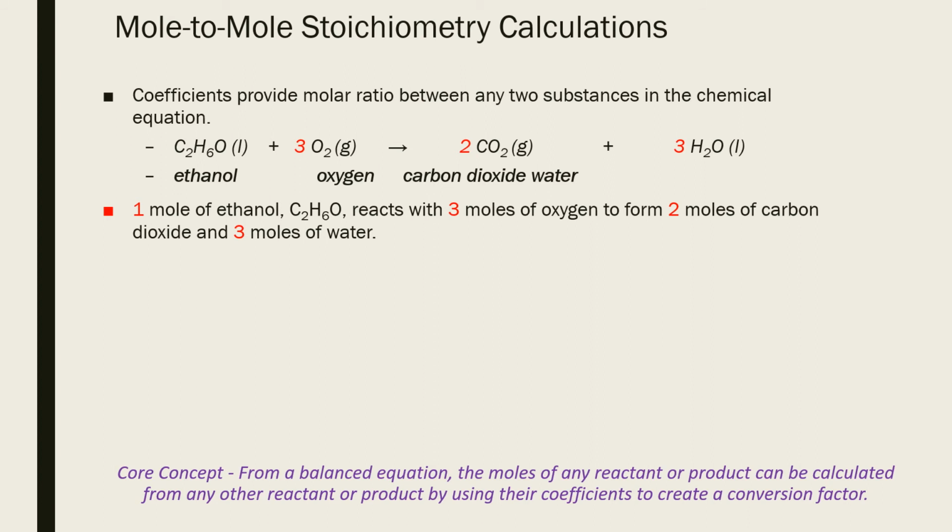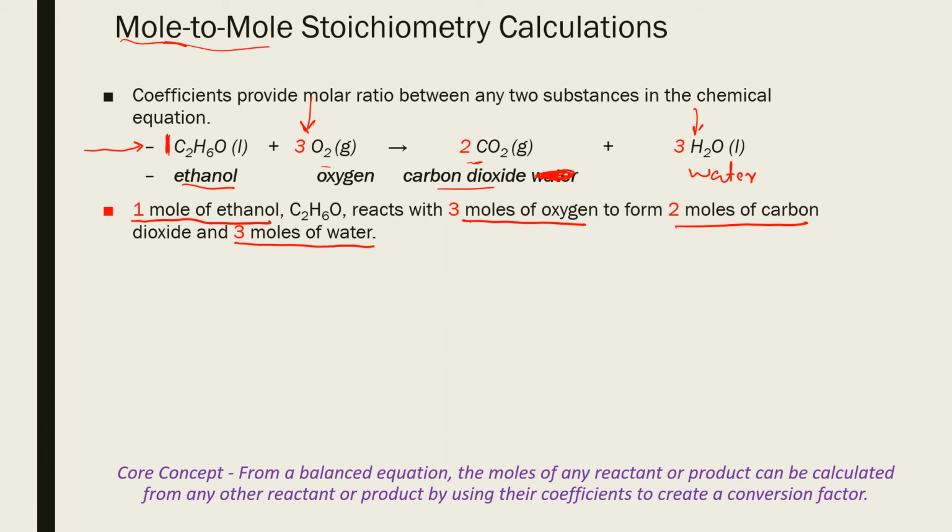So a balanced equation is given to us. In this equation, ethanol is reacting with oxygen to give us carbon dioxide and water. And in the balanced equation, we have 1 ethanol mole. All these coefficients are moles, so that's why it's called mole to mole stoichiometry. From the equation, we can say that 1 mole of ethanol reacts with 3 moles of oxygen to form 2 moles of carbon dioxide and 3 moles of water.